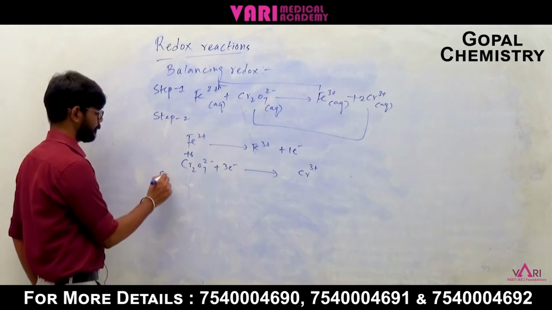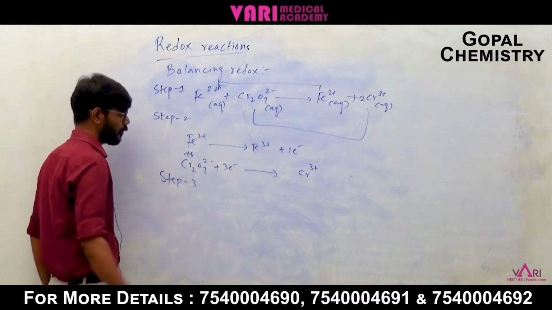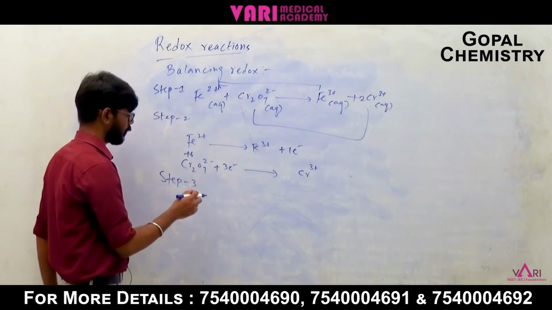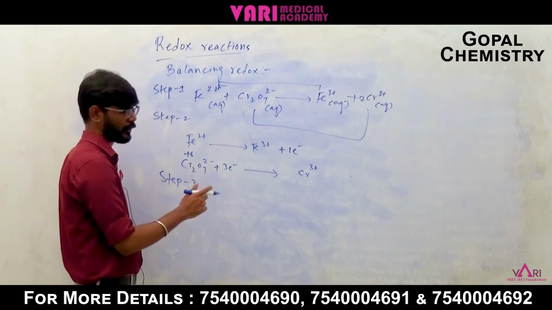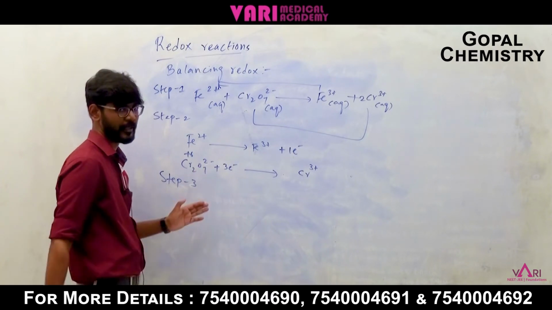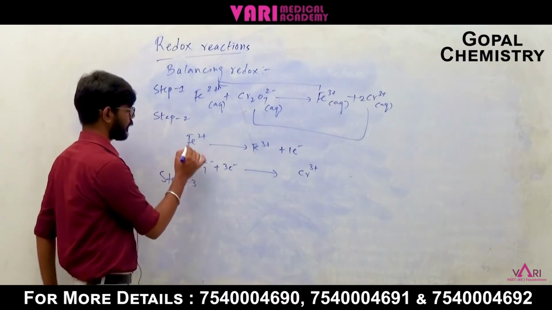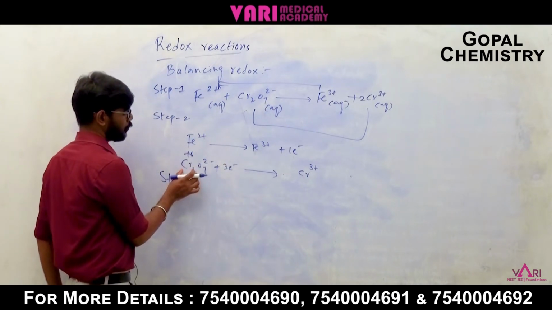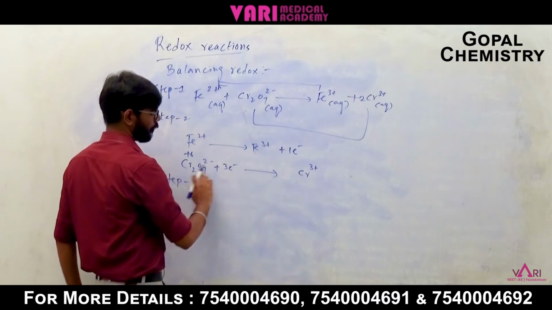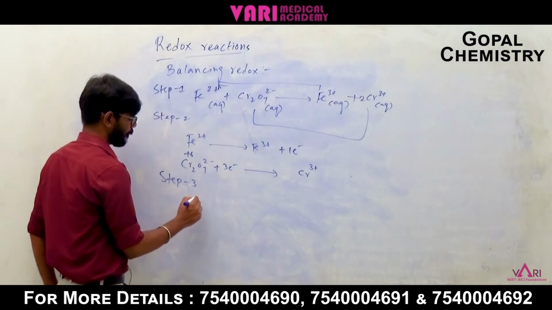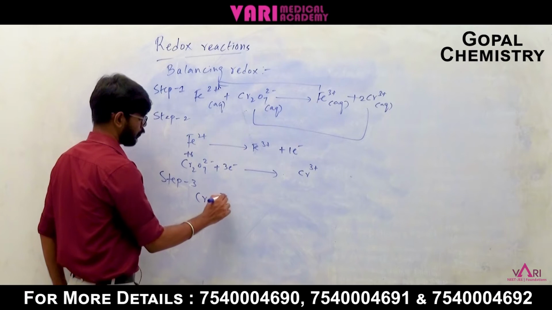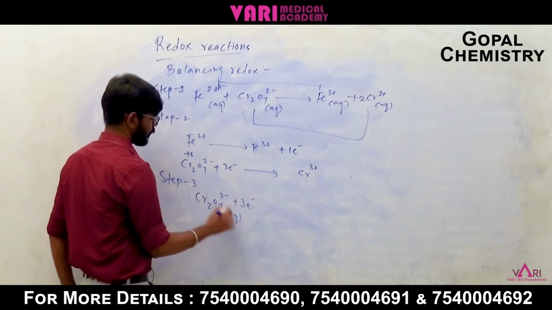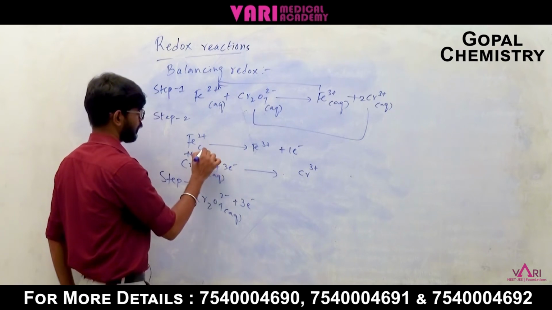Next, step 3. We have to balance the atoms other than oxygen. Here there is one iron ion, so there is no problem. Here there are 2 chromium, and on the other side only 1 chromium. So we have to balance this equation. So Cr2O7 2- plus 3 electrons, which is in aqueous state, and here also aqueous.